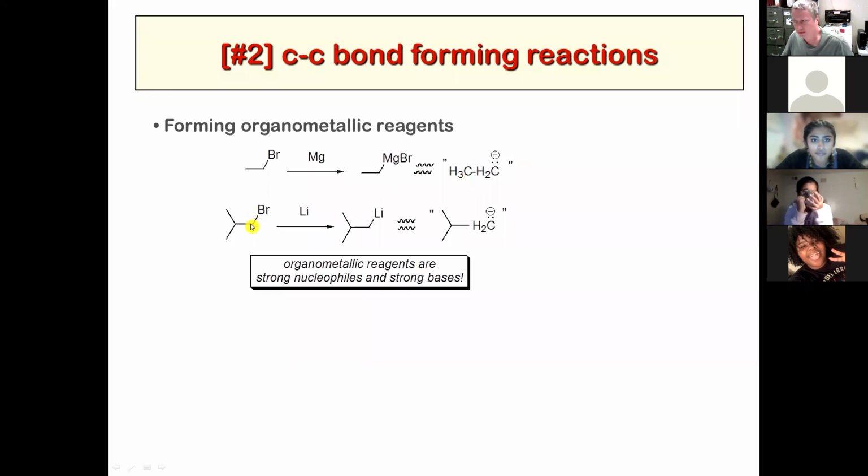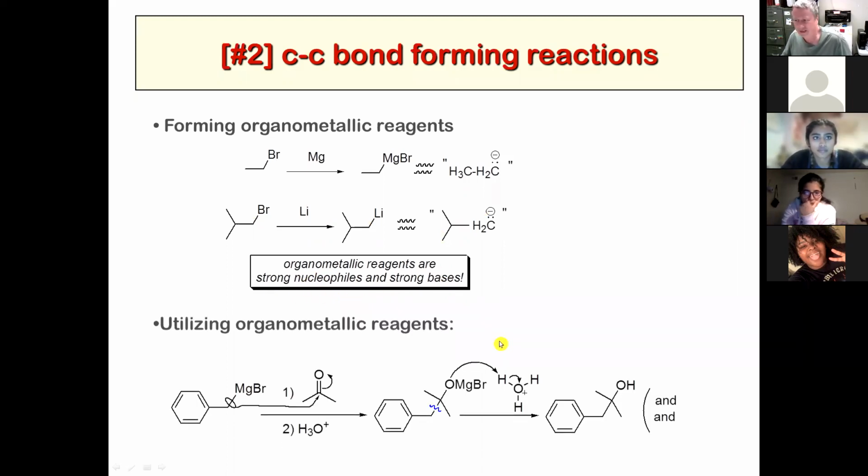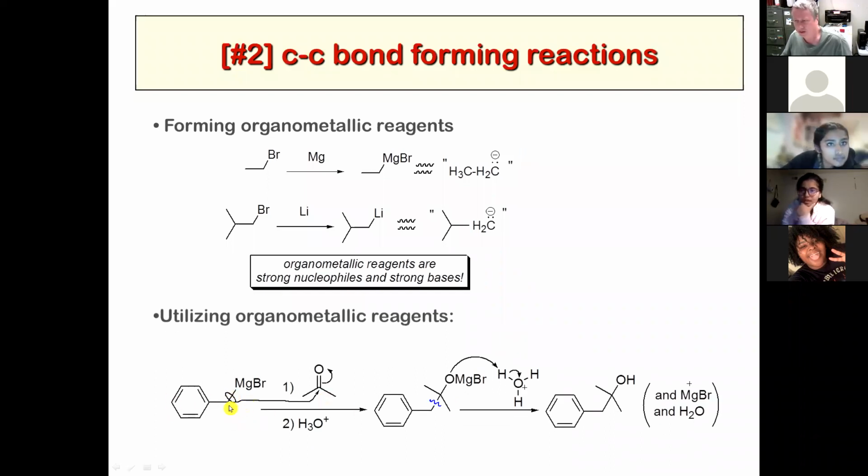Or you can do it with lithium. So a bromide reacts with lithium and makes organolithium, and then that thing is essentially carbon with a negative charge also. So these are super strong nucleophiles and also strong bases. Usually we use them as nucleophiles, so we go attack functional groups, okay? Here's an example. This is benzene CH2 MgBr, and this is showing the mechanism of how it attacks acetone, a ketone.